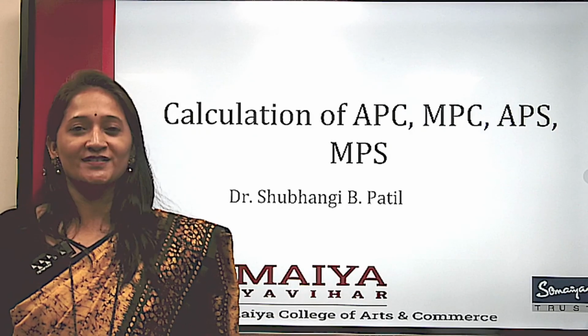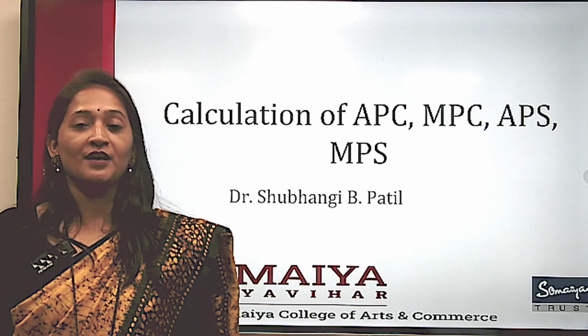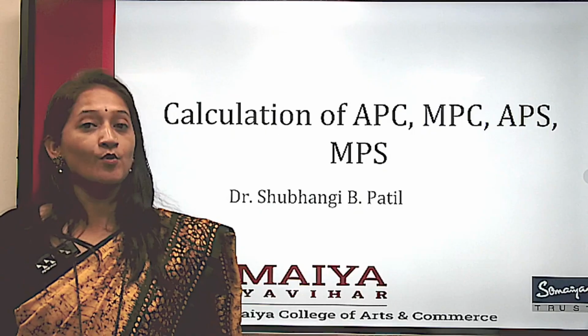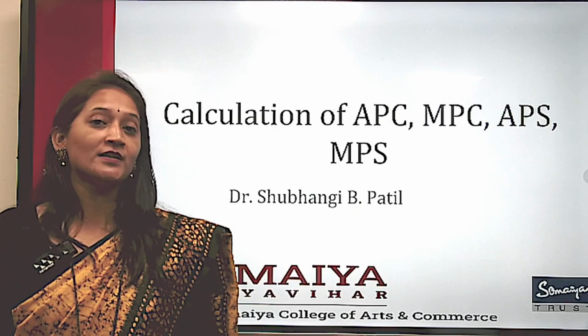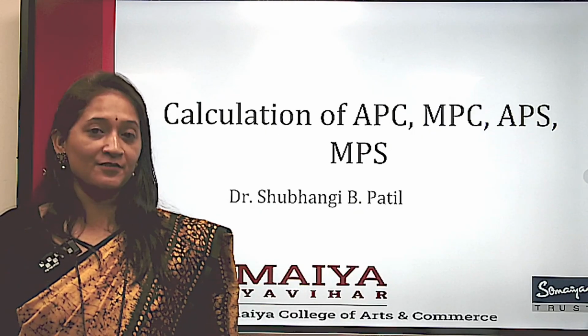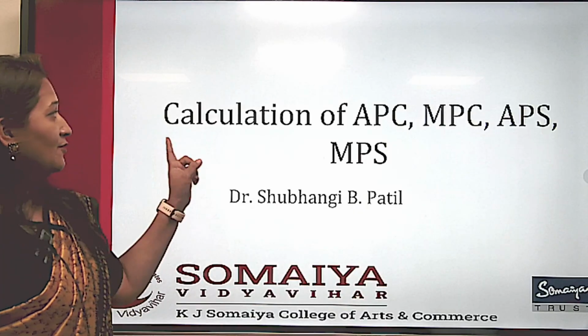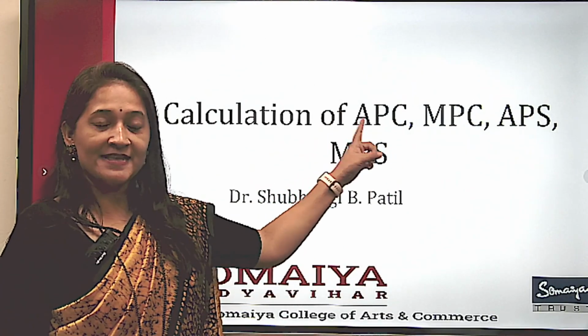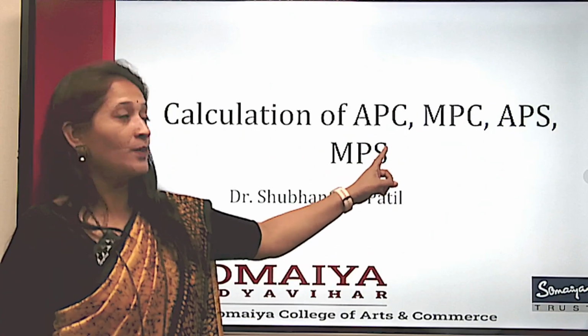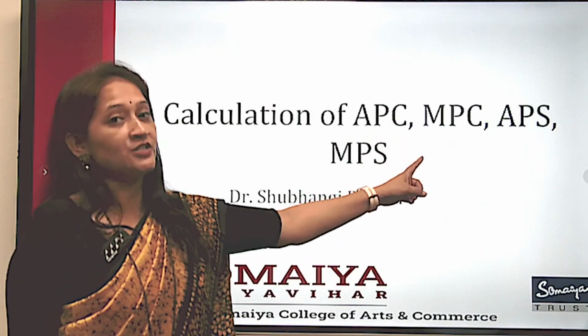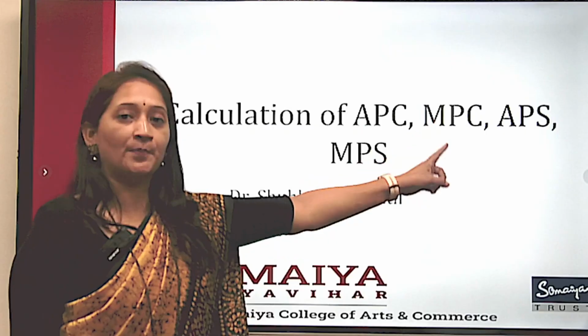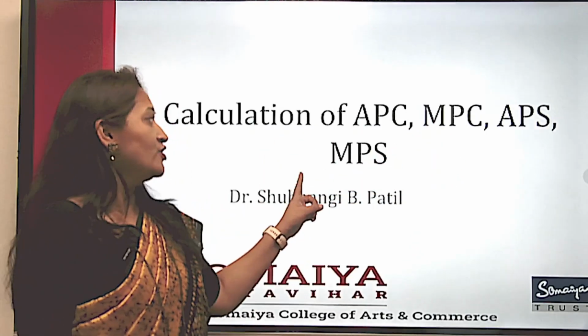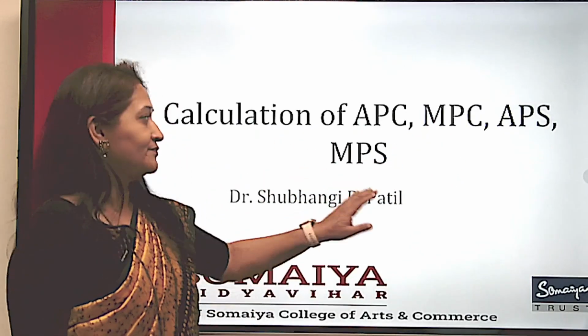Hello, dear students. Today we are going to learn some more numericals related to consumption function and saving function. We'll be doing calculation of APC, MPC, that is average propensity to consume, marginal propensity to consume, average propensity to save, and marginal propensity to save.